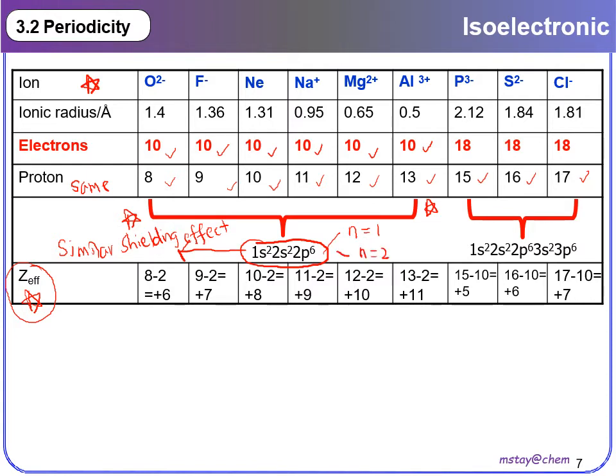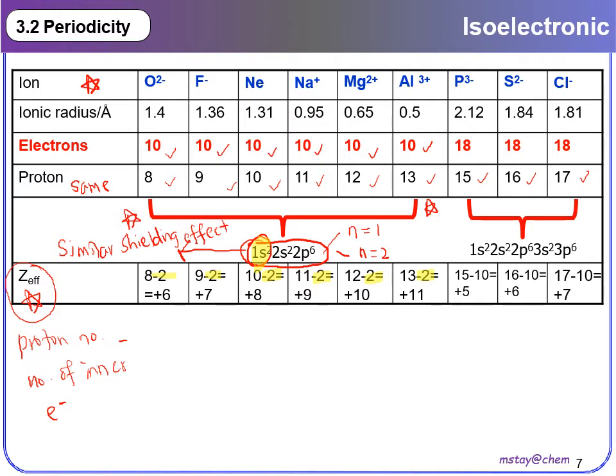The formula for the effective nuclear charge is proton number minus number of inner electrons. In this case, 1s is considered the inner electron. So you will notice at here, we always minus 2 for the O2 negative, F negative, neon, Na plus, Mg2 plus, and also aluminium 3 plus. So all these we are going to minus with 10.